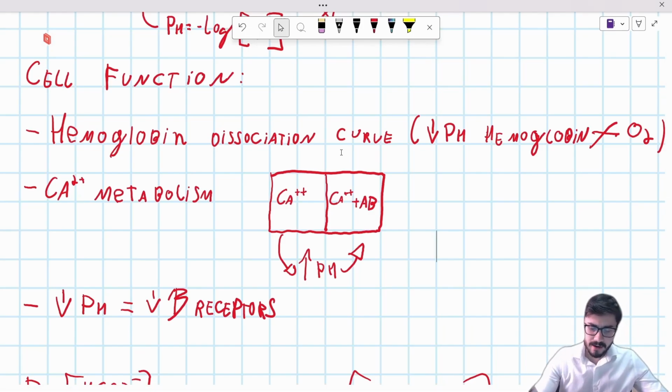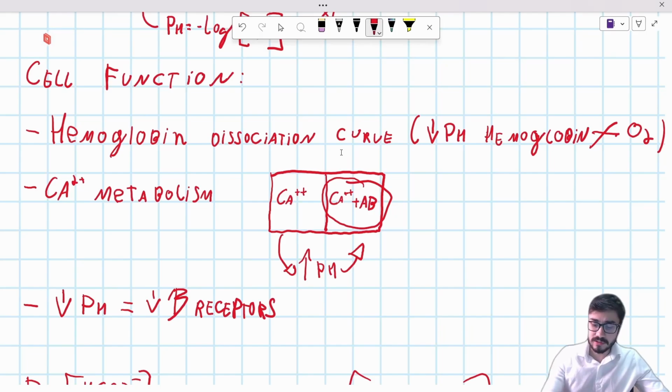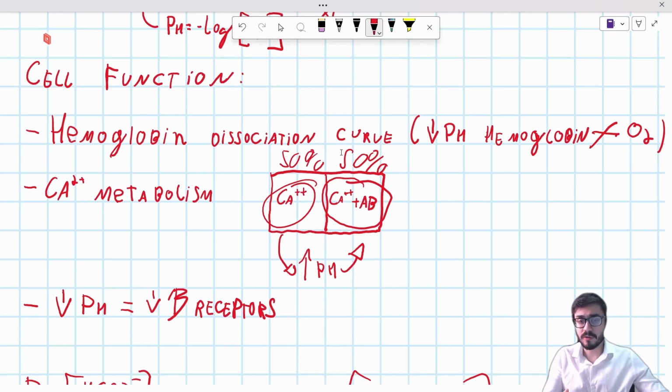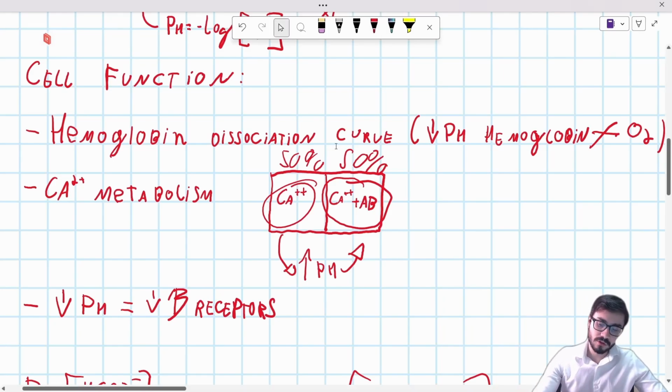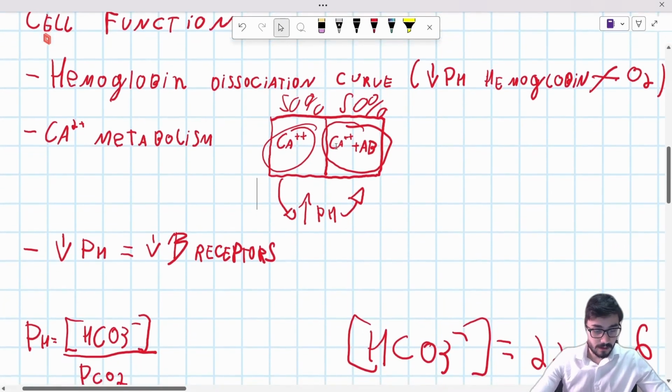When we have a higher pH, the calcium in the blood will start to bind more with the albumin. In normal circumstances, there will be a 50% ratio between these two compartments: the free calcium in the blood will be 50%, and the calcium bound to the albumin will also be 50%. With a higher pH, we will start to change this ratio. We'll have more calcium bound with albumin, so we end up with hypocalcemia in the blood.